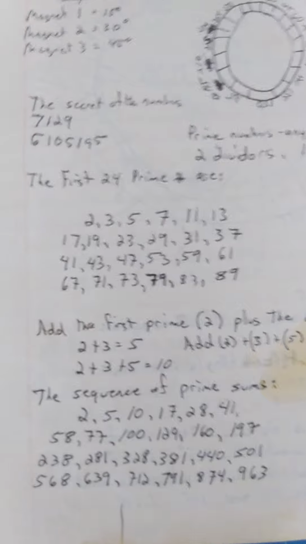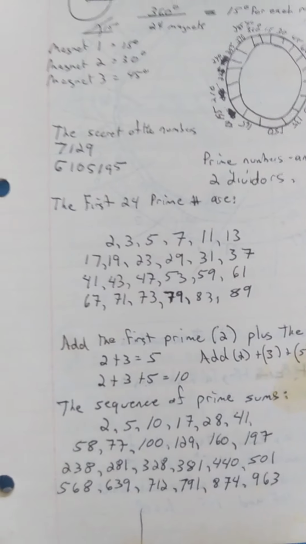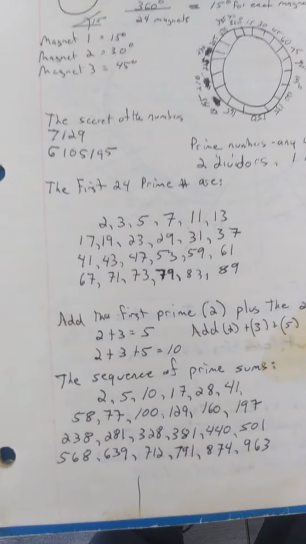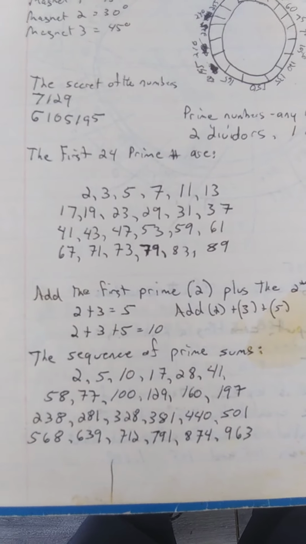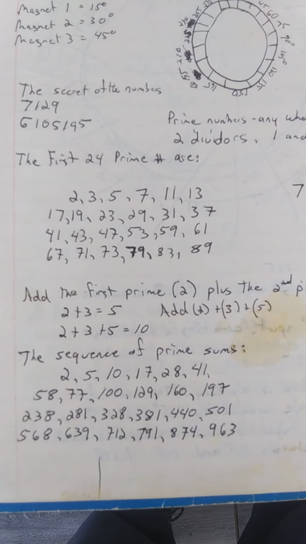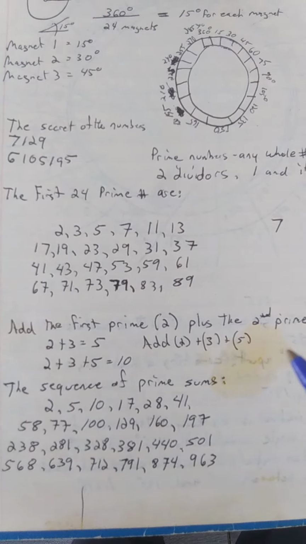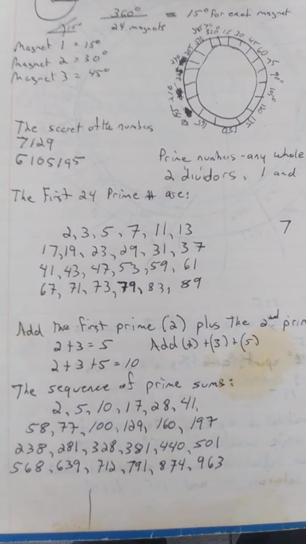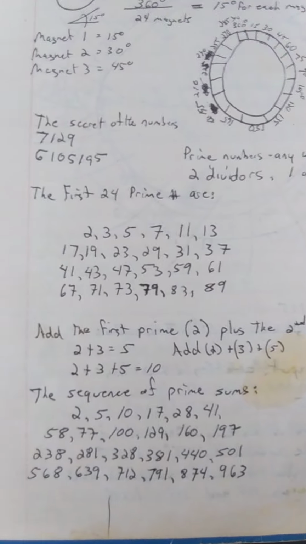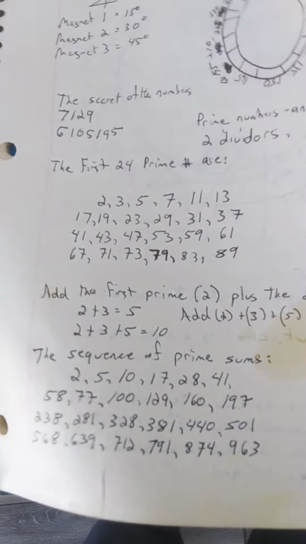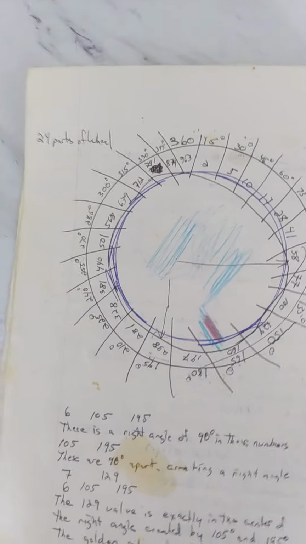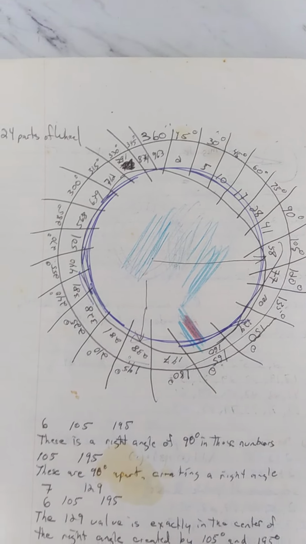It's just like doing the Fibonacci, where you do your 1, your 2, your 3, your 5. It's sequencing prime sums, so you've got 2, 5, 10, 17, 28, 41. Once you start sequencing your prime sums, you wind up with this. These are your 24 parts of your flywheel.